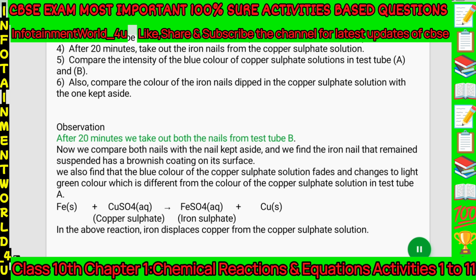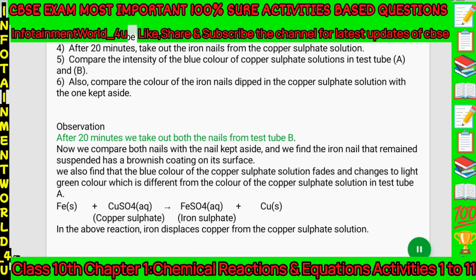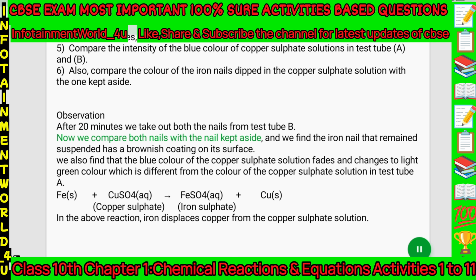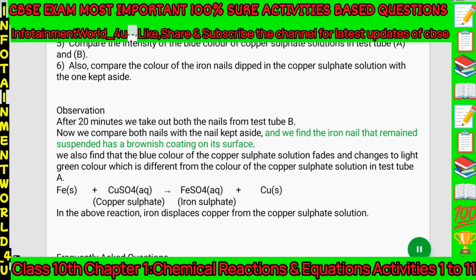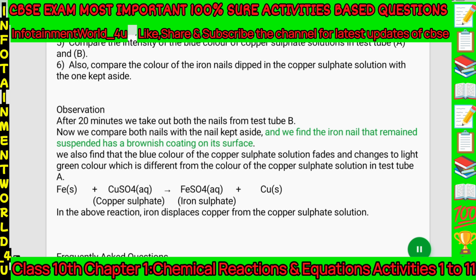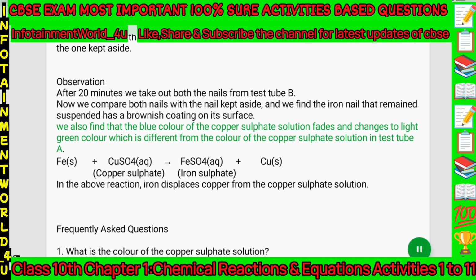Observation: after 20 minutes we take out both the nails from test tube B. Now we compare both nails with the nail kept aside, and we find the iron nail that remains suspended has a brownish coating on its surface. We also find that the blue color of the copper sulfate solution fades and changes to light green color, which is different from the color of the copper sulfate solution in test tube A.